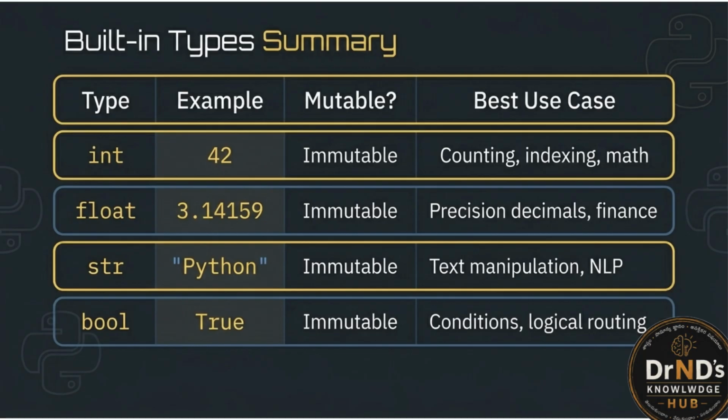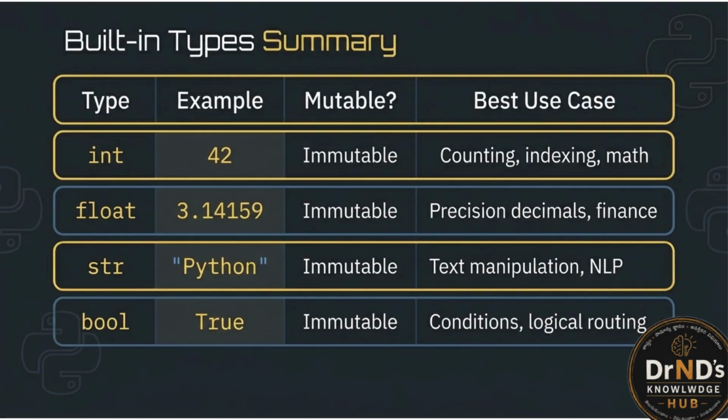Integer, int. The first data type is integer, represented as int. Integers are used to store whole numbers without decimal points. For example, 42. Integers are commonly used for counting, indexing, calculations, and storing quantities such as age, number of students, or inventory counts. The second data type is float, represented as float. Floats are used to store decimal values.